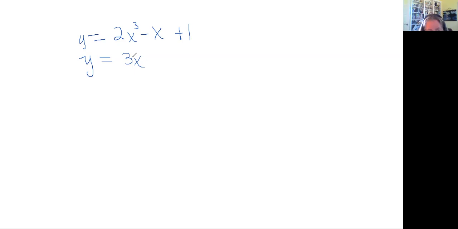We'll see why. It's not that hard, but all right. So I'm going to type both curves into the calculator. The first was 2x cubed minus x plus 1. And the second curve was y equals 3x. All right, so if I hit graph, I'm just going to zoom 6 this thing.